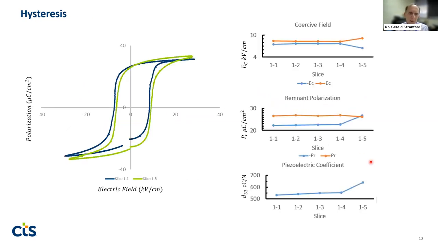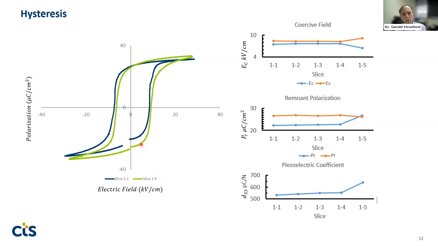And similarly, when we take a look at the hysteresis loops for these materials, we see some slight differences. Now, this was a different set of slices. The slice 1.5 here is the one that had the highest D33 coefficient. As I looked at several different parts, it was always consistent. On one side, I had one slice that was very high in D33, and then the rest came down.